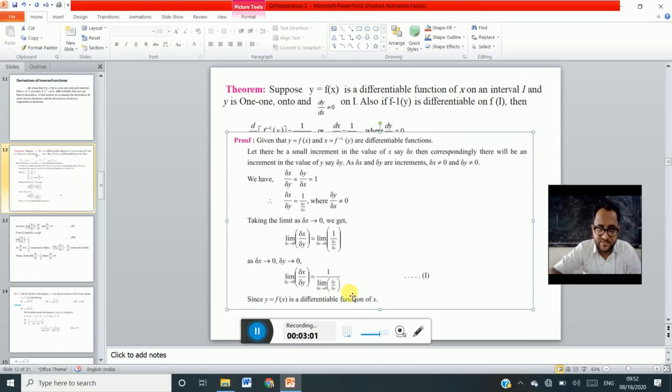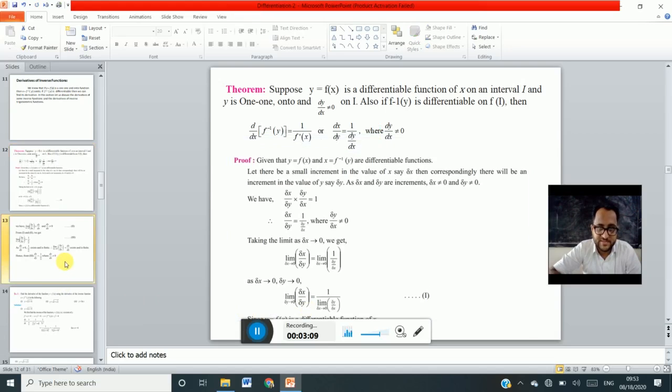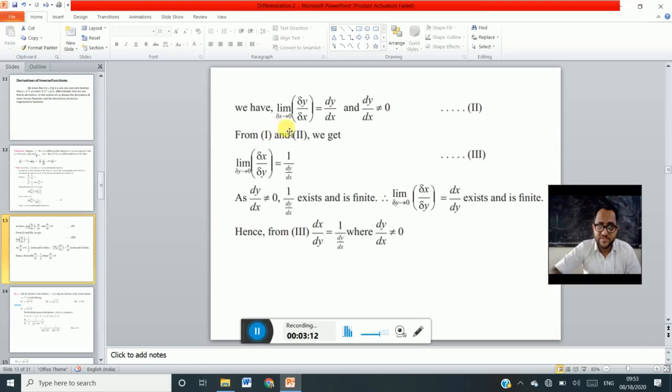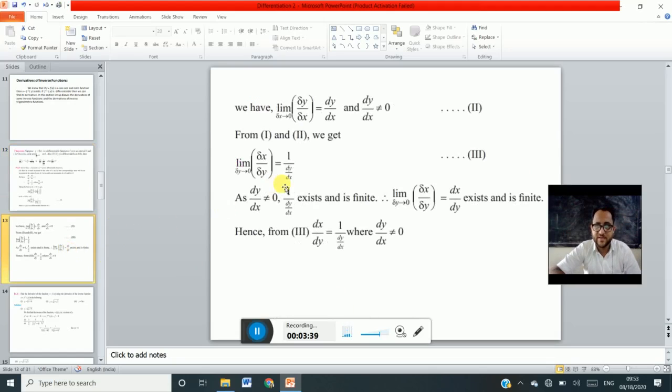Then see here, since y equals f of x is a differentiable function of x, what do we know? This limit, del x tends to 0, del y by del x, is the definition of the derivative given by the scientist Leibniz, that is dy by dx, and dy by dx not equal to 0 here. So from these two equations we say that limit del y tends to 0, del x by del y equals 1 upon dy by dx, because we know that limit del x tends to 0, del y by del x is dy by dx.